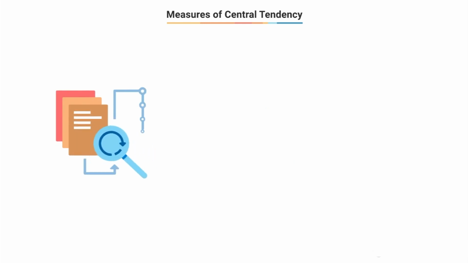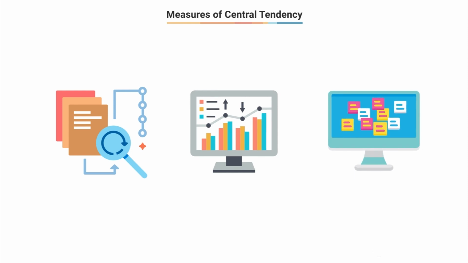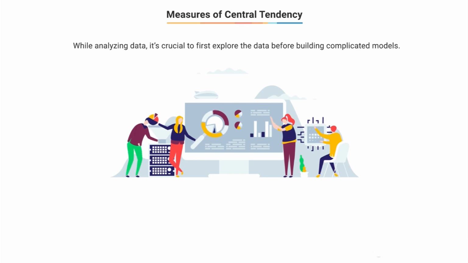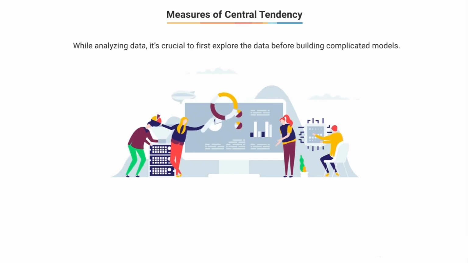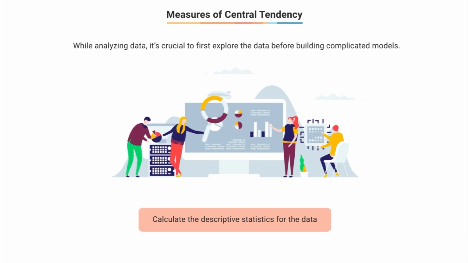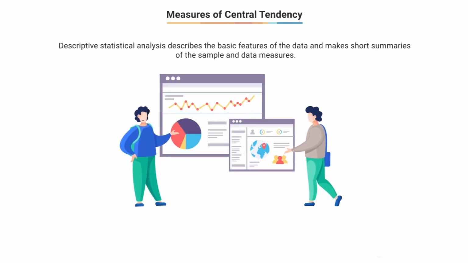Descriptive analytics is a field of statistics that focuses on gathering and summarizing raw data to be easily interpreted. When we begin to analyze data, it is essential to first explore our data before we spend time building complicated models. One easy way to do so is to calculate some descriptive statistics for our data. Descriptive statistical analysis helps to describe the basic features of a dataset and generate a short summary of the sample and measures of the data.